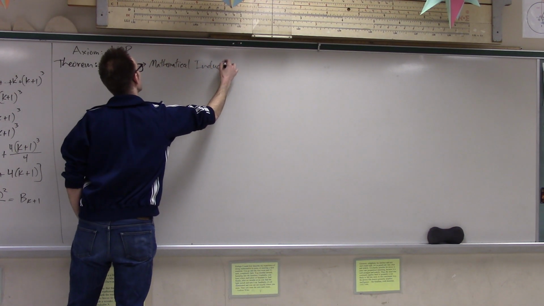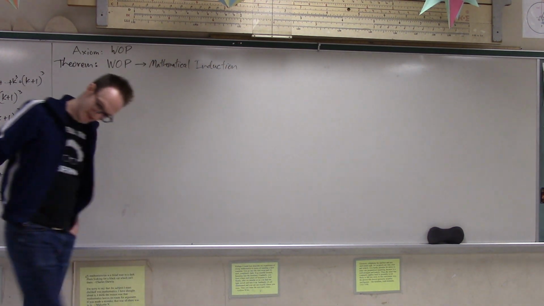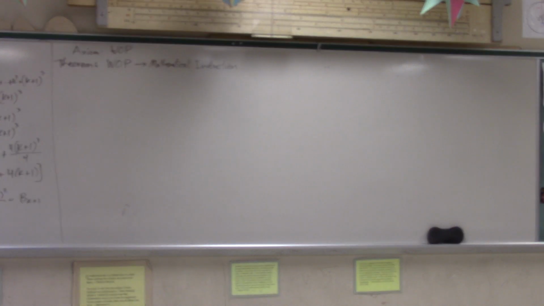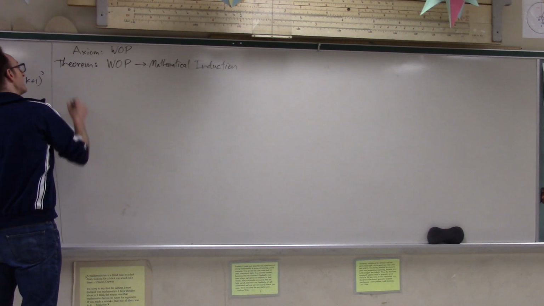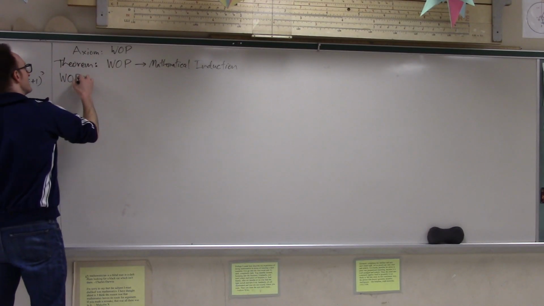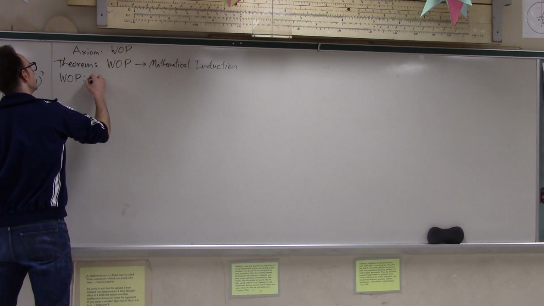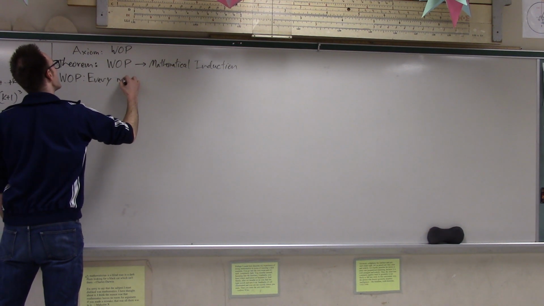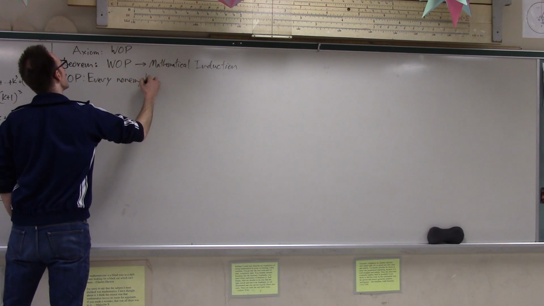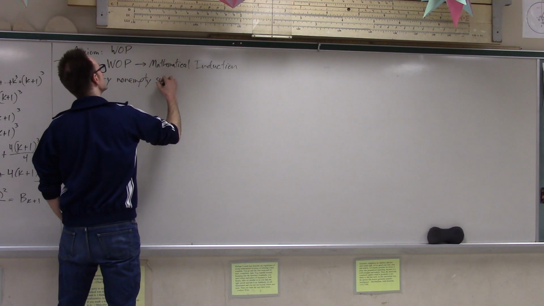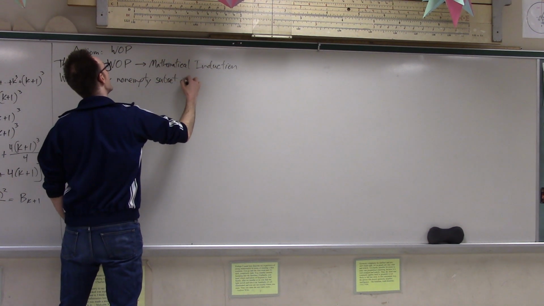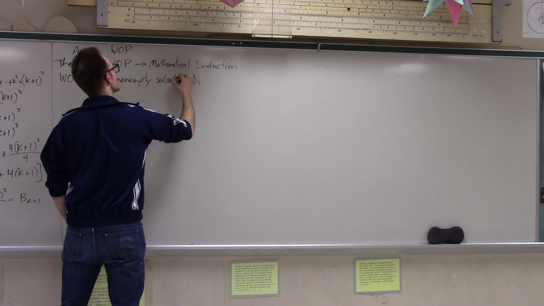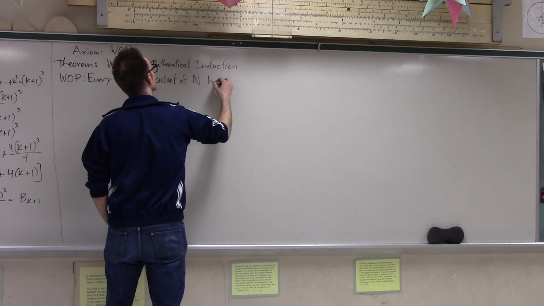Okay, let's go. Let's prove it. All right. Well, what is even the WOP? The WOP is, okay, so let's list these. The WOP is the statement that every non-empty subset of the natural numbers has a least element.